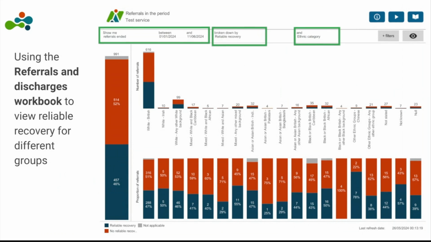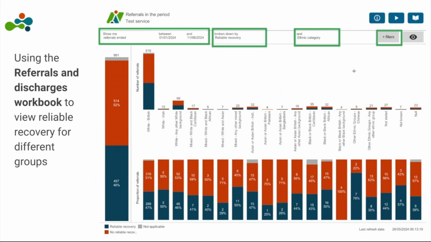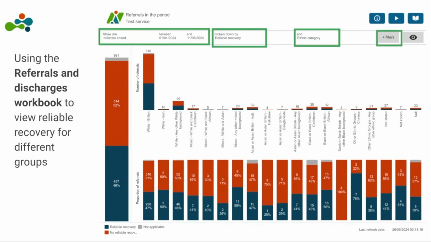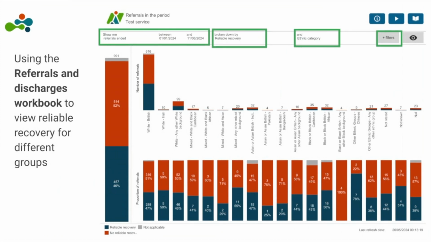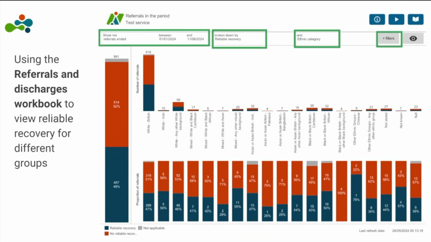Now, obviously, there's lots of different ways that you can split the data. There's lots of things that appear on these drop downs, so it's worth exploring to see what you can do. And there's also the option of using the filters over here, which allows you to make it so that it's only looking at a certain group. So if you wanted to restrict it to patients from 18 to 25 or something like that, you could do that via the filters and then continue using the dashboard as normal. Let's move on.